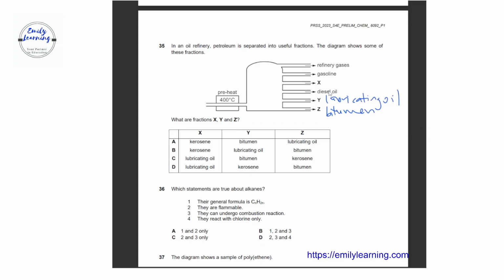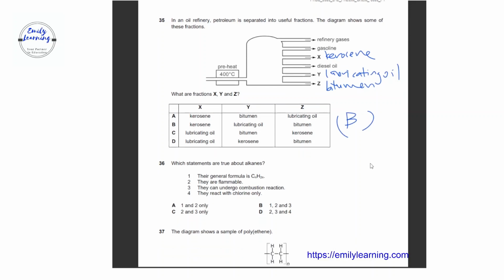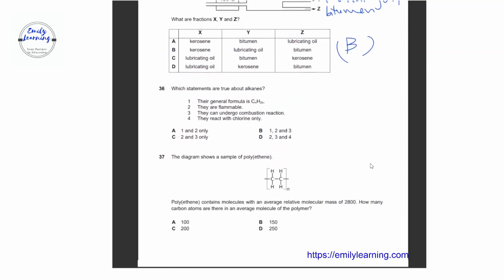Okay, then diesel, then you have kerosene, which is used for aircrafts. Okay, then your gasoline and your refinery gas. So the answer is B. So this is basically just memorizing the different fractions of when your petroleum is separated.